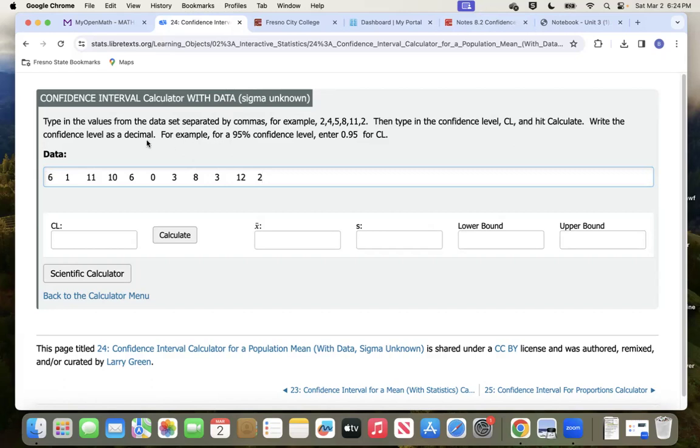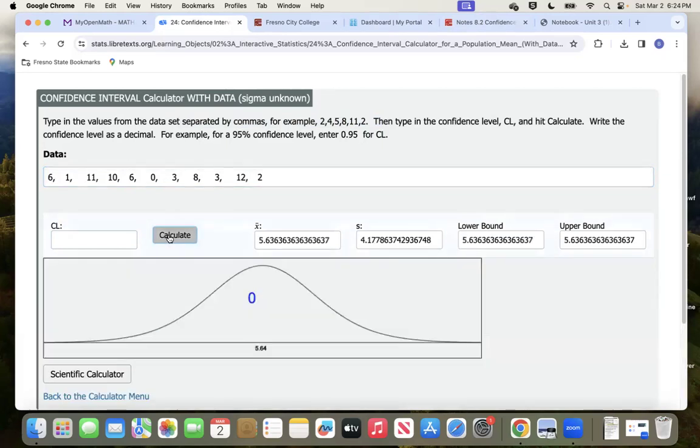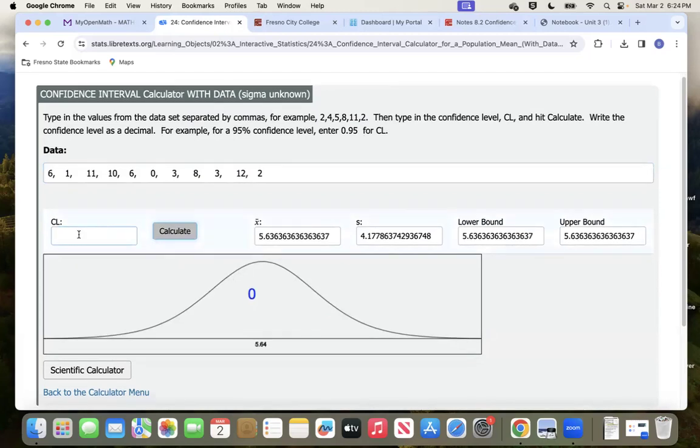Now you've got to put commas between these. See how it says up here, separated by commas? Don't worry about the spacing; you can leave it all weirdly spaced. That's fine, but you do have to put commas between these numbers. There we go. Now I'm going to come down here and hit calculate. And I forgot to put in the CL.